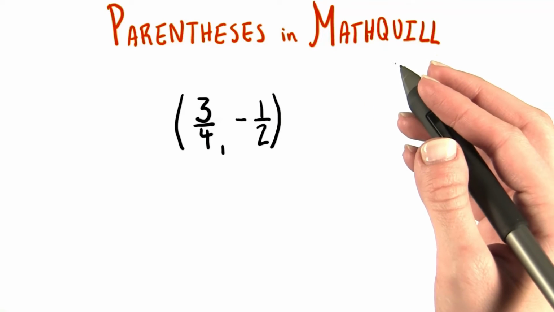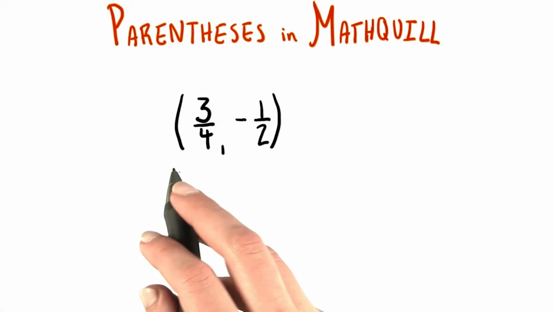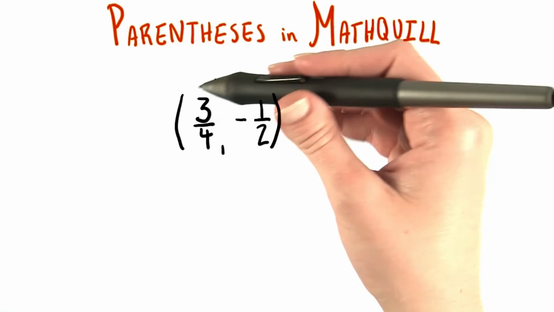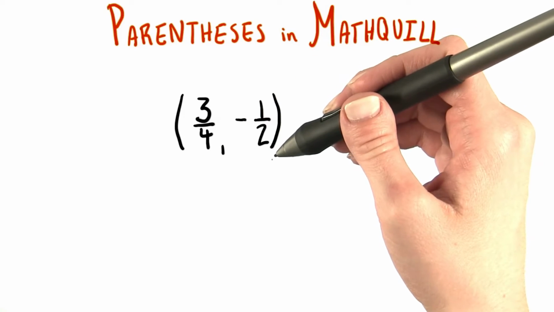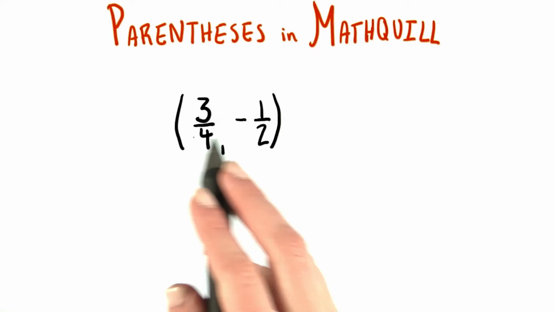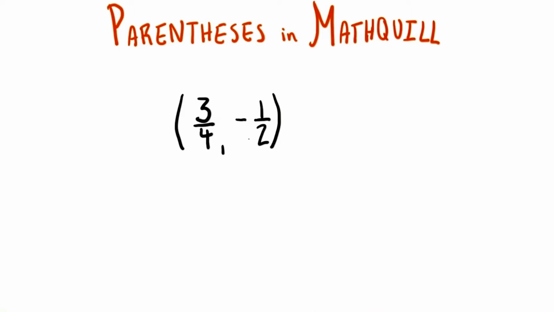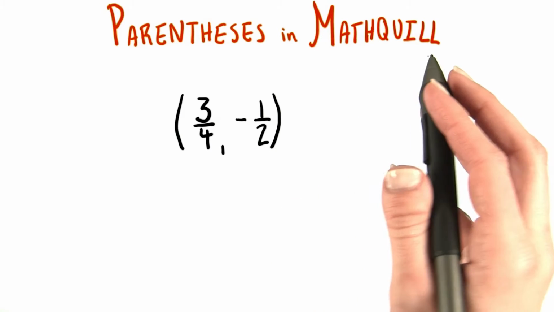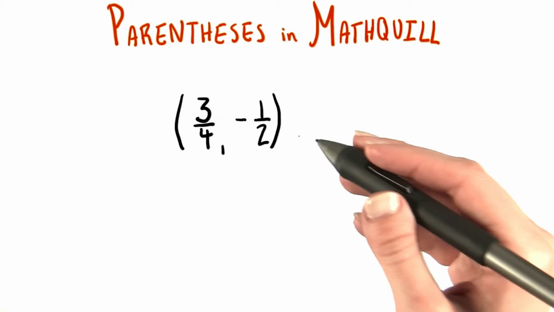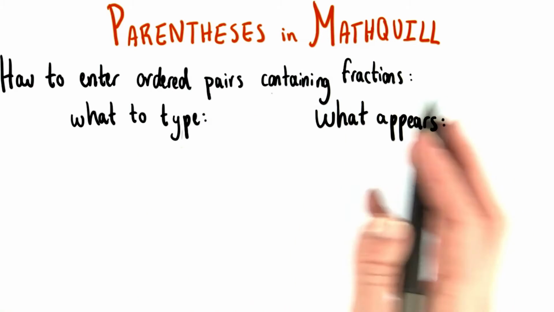Now, at certain points in the course, you may need to enter coordinate pairs, using, of course, typical coordinate notation, with parentheses around the outside of them, that contain fractions for the coordinate values. And this is actually a little bit tricky to do in MathQuill, so we're going to talk about how you do this. I'm going to tell you exactly how to type this out.